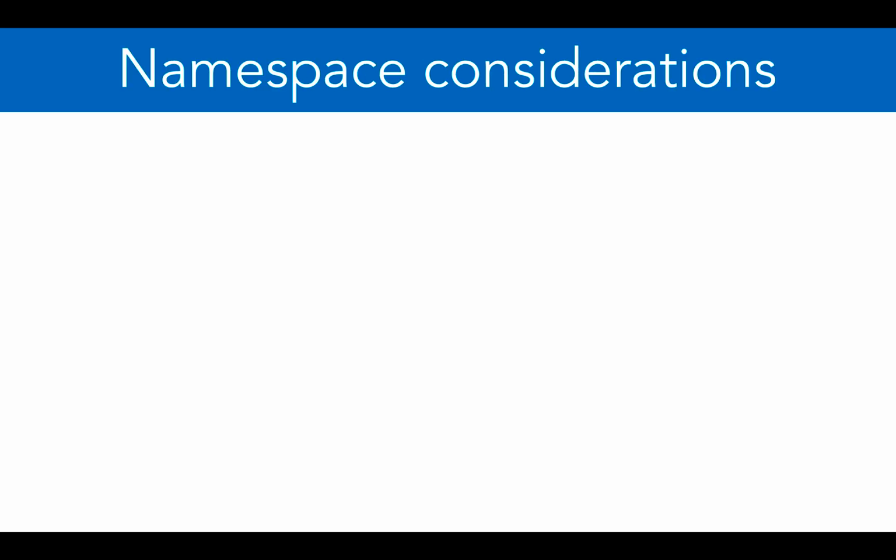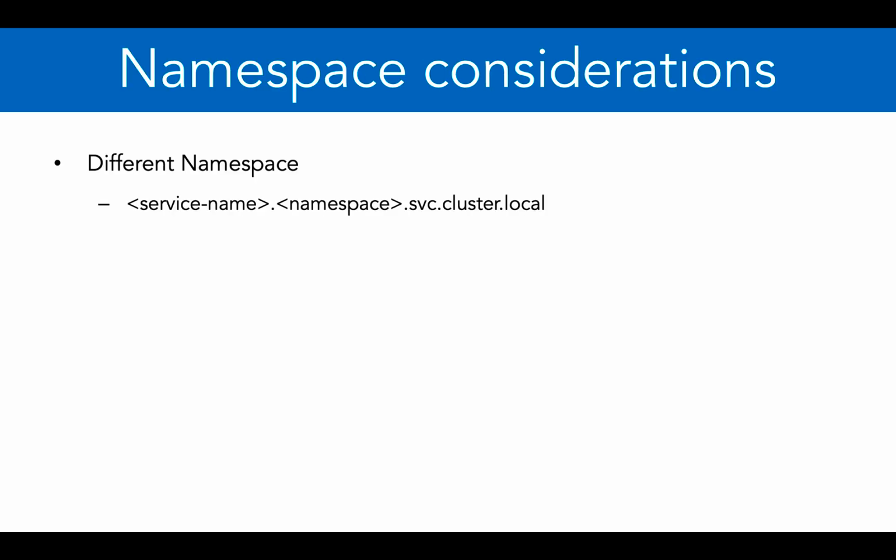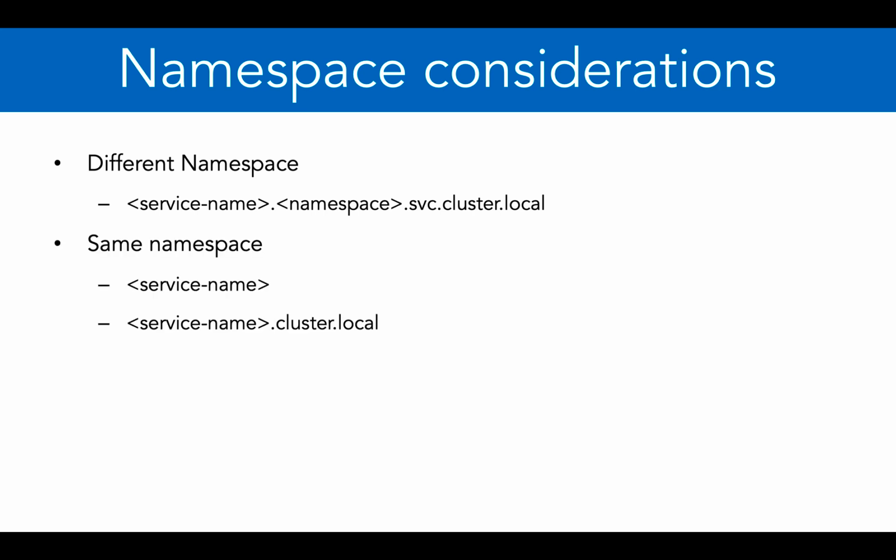There are some namespace considerations. Let's say you have a service in a different namespace. The way you address that service is by mentioning the service name followed by the namespace name, .svc.cluster.local. If it is in the same namespace, you can just mention the service name, or service name.cluster.local.